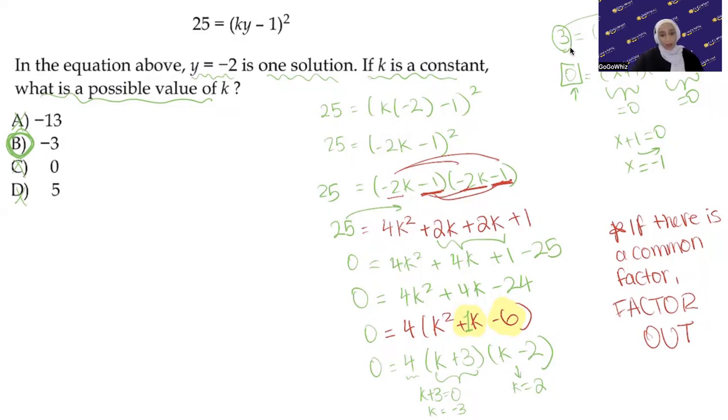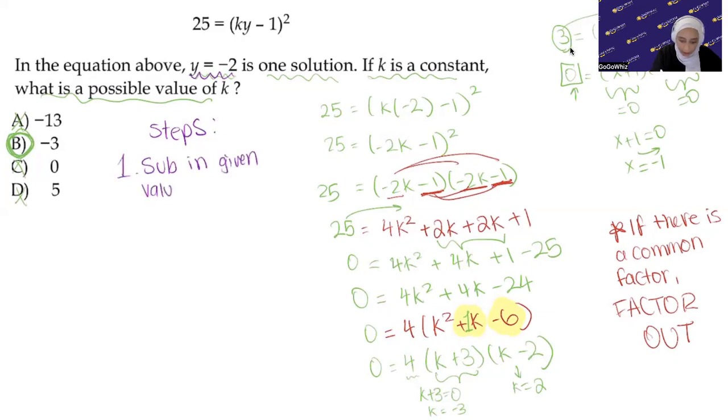So a recap really quickly. When we have a type of question like this, our steps will be: anytime you have something that is given, kind of like this is known, y is equal to -2, anytime you know something like that, plug it in, okay? So we're going to say step 1 is to sub in a given value of y. In this case, it's a y. If it's another situation, you'll just sub in whatever that variable is.